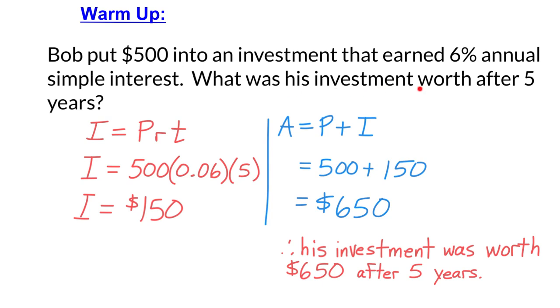But what was his investment worth? It wasn't worth $150 because he put $500 into the investment originally. So to find the total amount, we're going to add the principal and the interest together. We get a value of $650 after 5 years.